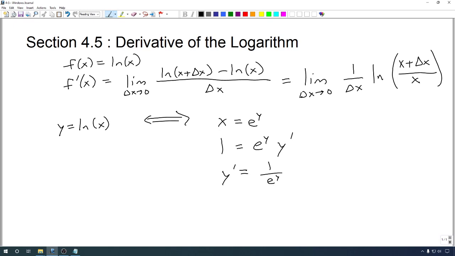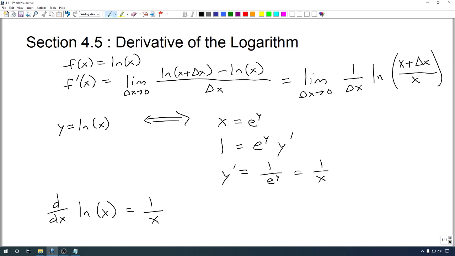However, this is maybe not too satisfying because there's y's involved in the formula and not x's. We're starting with y equals ln of x. We'd like y prime to be some function of x. But remember, e to the y is x. That's exactly what it is. So really, y prime is 1 over x. That is our derivative. The derivative of the natural logarithm of x is just simply 1 over x. It's actually a lot simpler than what we started with, it seems.